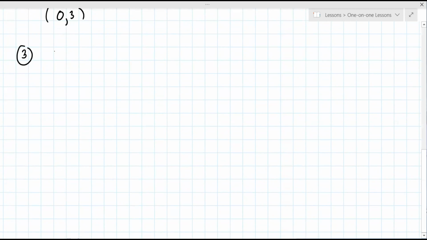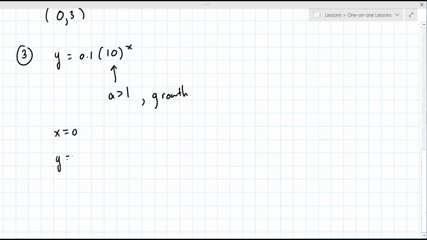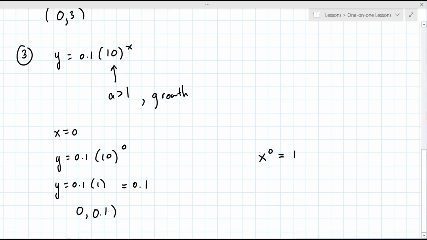Okay. So 3 is y equals 0.1 times 10 to the power of x. This number in parentheses, number A, is greater than 1. That means it's growth. And then to find the y-intercept, you put x equals 0. So you get y equals 0.1 times 10 to the 0 power. Any number to the 0 power is always 1. So this is y equals 0.1 times 1, which is 0.1. So your (0, 0.1) is your y-intercept.